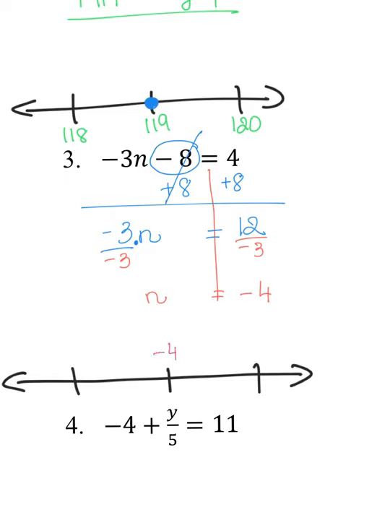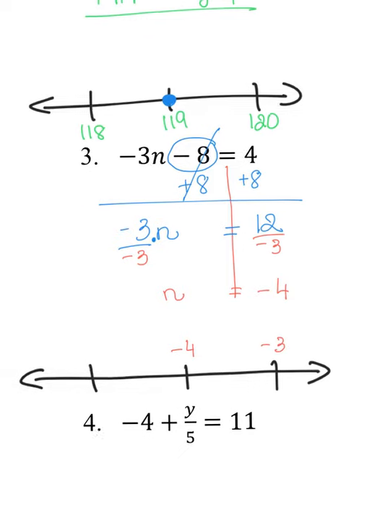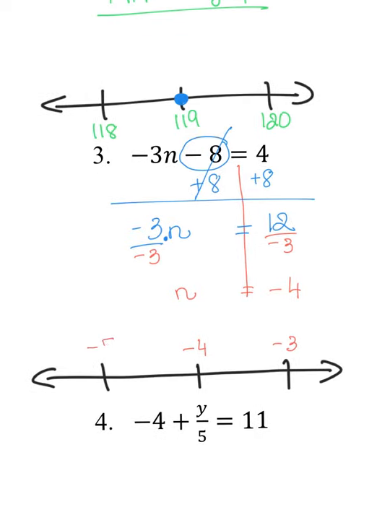What is greater than negative 4? Negative 3. What is smaller than negative 4? Negative 5. And n is equivalent to negative 4. So I just need to put a dot at that point.